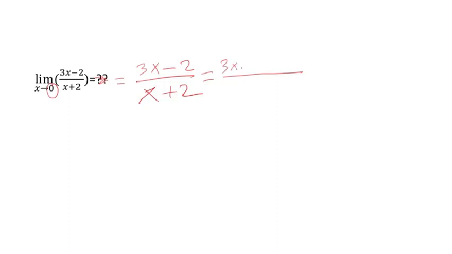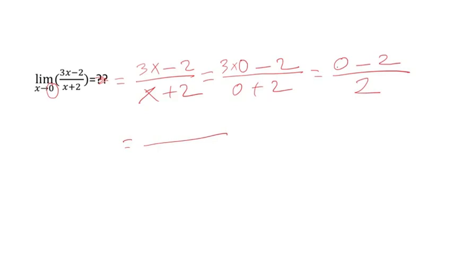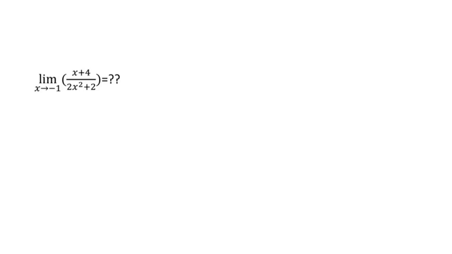So 3 times x, so 0, minus 2, x plus 2, so 0 plus 2, equals, so 3 times 0 is just 0, minus 2, 0 plus 2 is just 2. So 0 minus 2 is just minus 2 divided by 2. So negative 2 divided by 2 is just negative 1. Now let's go to the next example.